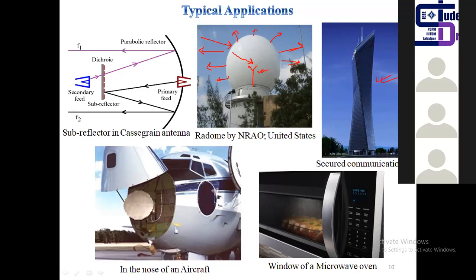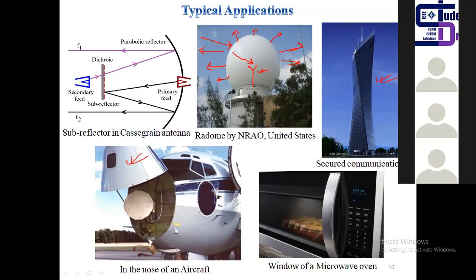Whenever you have some antenna in the nose of some aircraft used for military applications, or even if it's used in the Air Force, they cover it with that cover. You can see here, the FSS is not visible, but it actually has a frequency selective arrangement so that the radar signals cannot reach there.